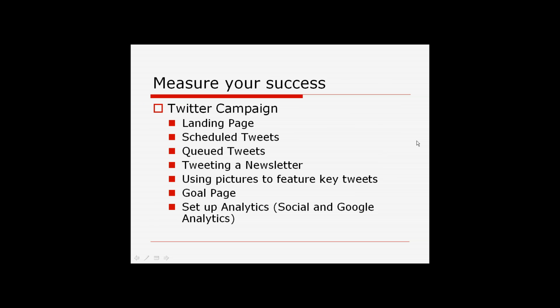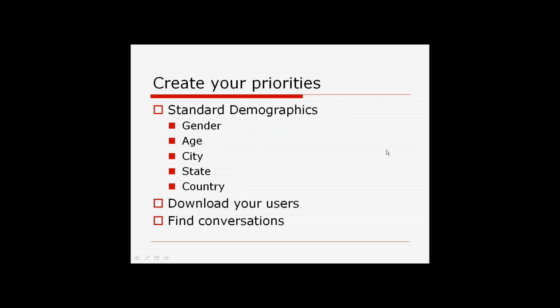The next thing we're going to do is talk about demographics. We talked a little bit about how we have 65% male and ages and things. We can also measure city, state, and country, and how often they click and tweet.